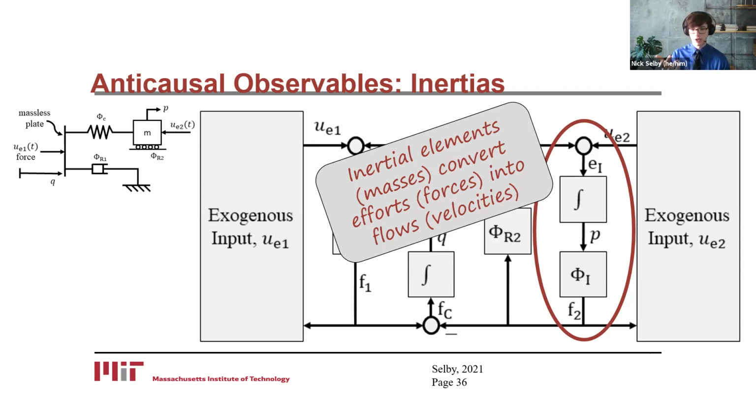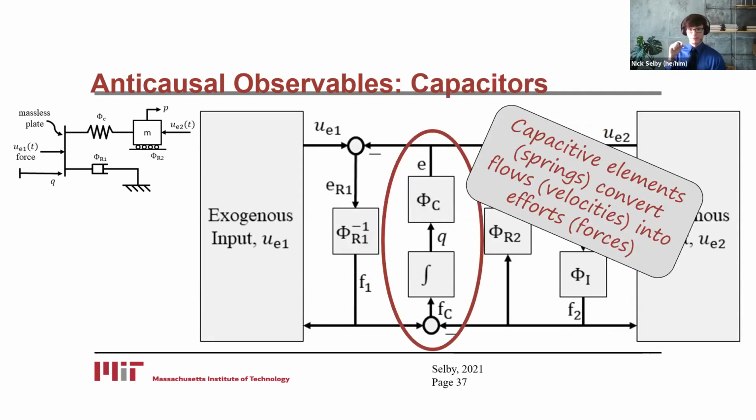And this makes intuitive sense. If I were to throw a ball, we wouldn't say that the projectile motion of the ball caused me to throw it. We would say that the force from my throw caused the ball to fly through the air. And this gives a specific direction of signal flow: inertias convert forces into velocities. And the reverse argument can be made for capacitive elements like springs that convert flows like velocities into efforts like forces.